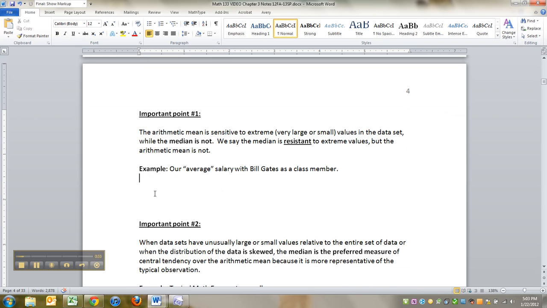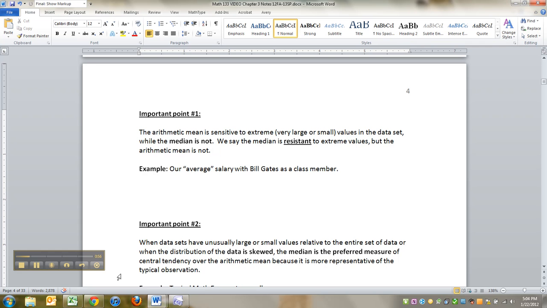For example, and that's the important point number one, the arithmetic mean is extremely sensitive to very large and very small data values. So you get, in other words, outliers. That's what those are called when you have really small and really large values. The median is not. So we say the median is resistant to extreme values, but the arithmetic mean is not.